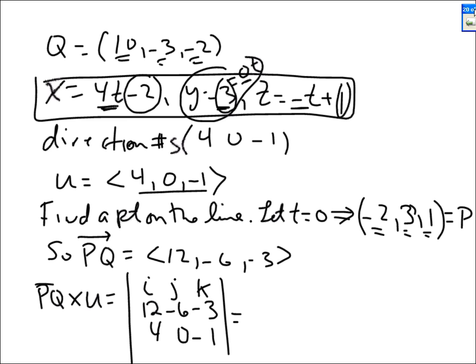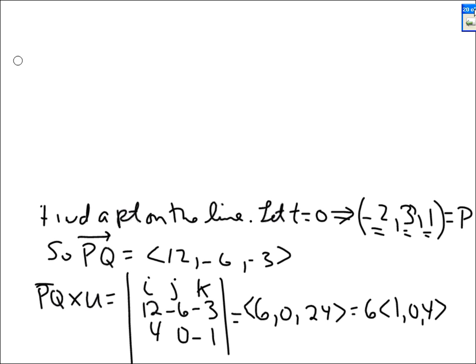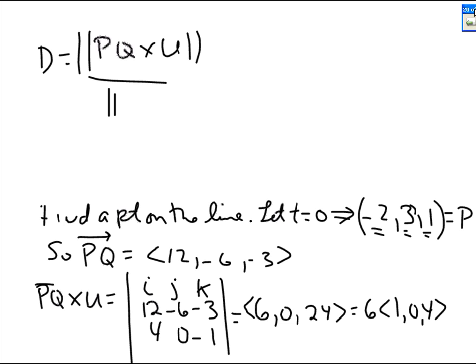And we did hundreds of determinants. This determinant is 6, 0, 24. That is 6 times the vector 1, 0, 4. I factored out the 6. And now, to find the distance, we have all the information we need. The distance is the length of PQ cross U, divided by the length of U. Now, we don't have everything, but we can easily get it.